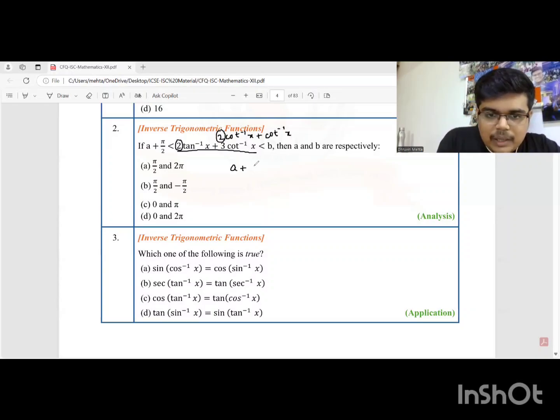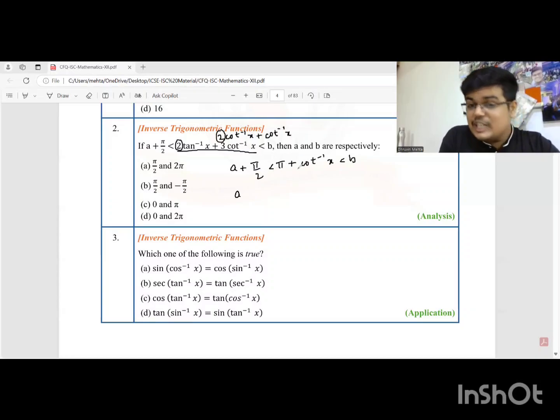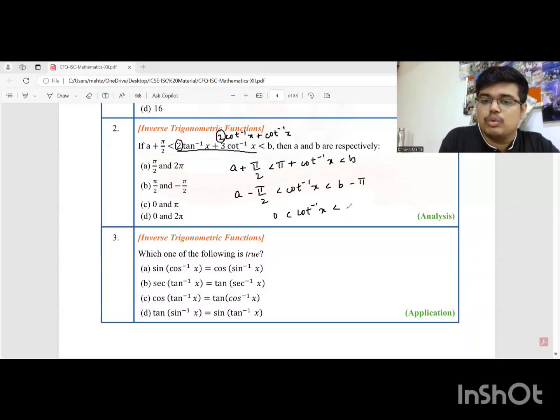So we get a plus pi by 2 is less than pi plus cot inverse x is less than b. Now, here, students, we have to solve this. I hope you know linear inequalities. We have to get rid of this pi, and for that, I'll subtract pi from each term. Now, pi by 2 minus pi is minus pi by 2, less than cot inverse x, and less than b minus pi. Once we get this, students, you just have to compare this with the range of cot inverse. I hope you already know that the range of cot inverse is 0 to pi. Once you know that the range is from 0 to pi, you have to understand that over here, a minus pi by 2 is 0, which means a is pi by 2.